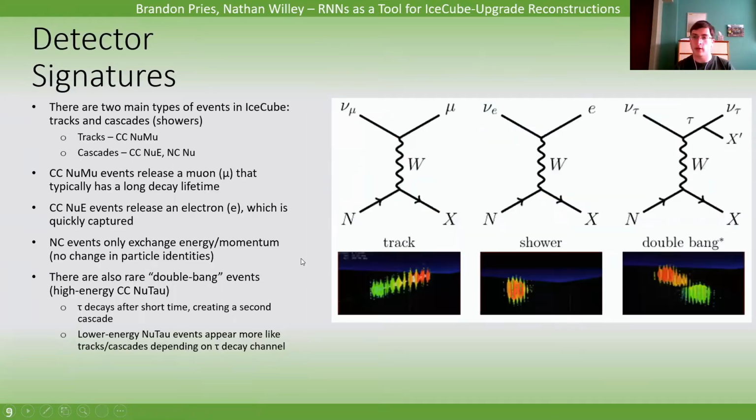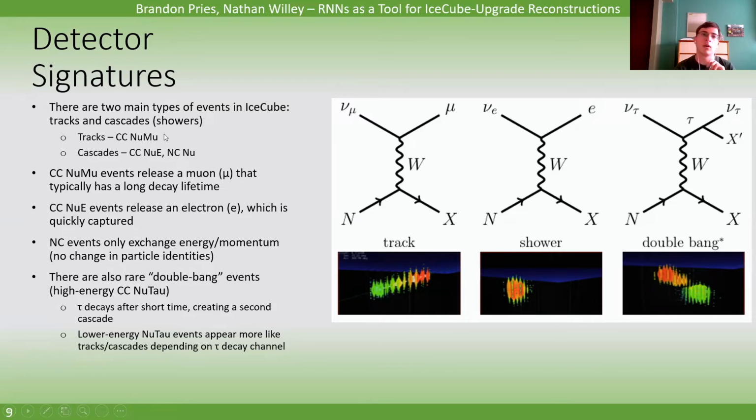And at this point, I need to start talking about the kind of signatures that we see in the detectors. Some terminology notes. CC is referring to charge current, which is an interaction mediated by the W boson. And NC is referring to neutral current mediated by the Z boson. And then there are different abbreviations for the neutrinos: nu E, nu mu, and nu tau for the different flavors.